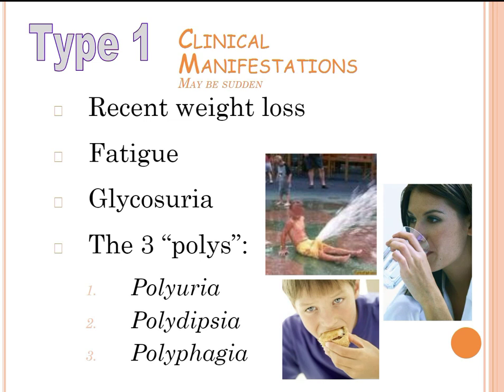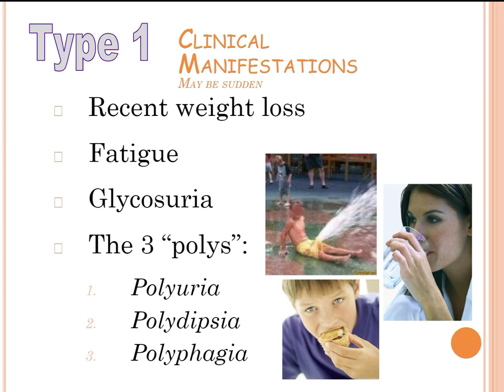Now, because of this increased urinary output, we have dehydration and then increased thirst. And so the individual will drink more, so polydipsia. And also, because of the lack of cellular access to glucose, the individual is going to feel hungry. Since their body doesn't have the energy it needs, the body thinks that it needs to eat more. And this is what polyphagia is.